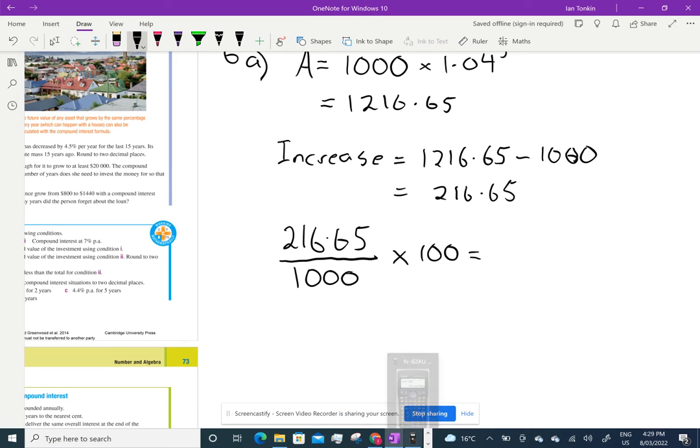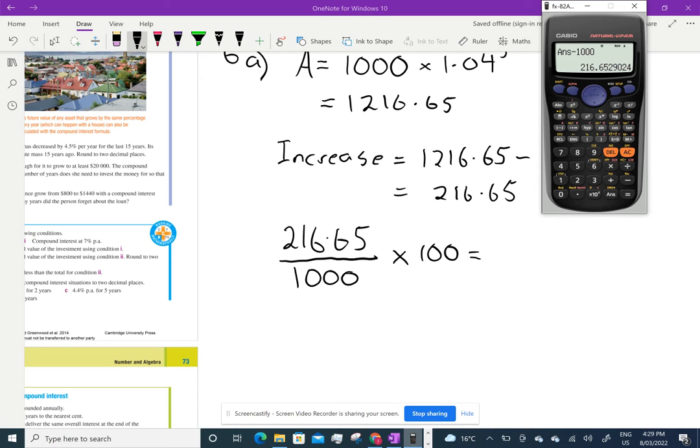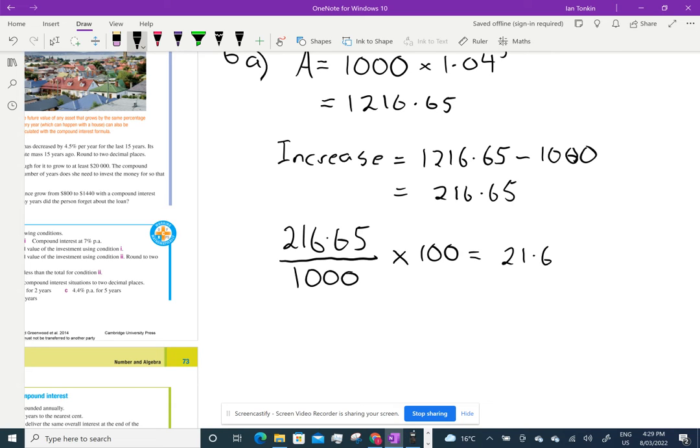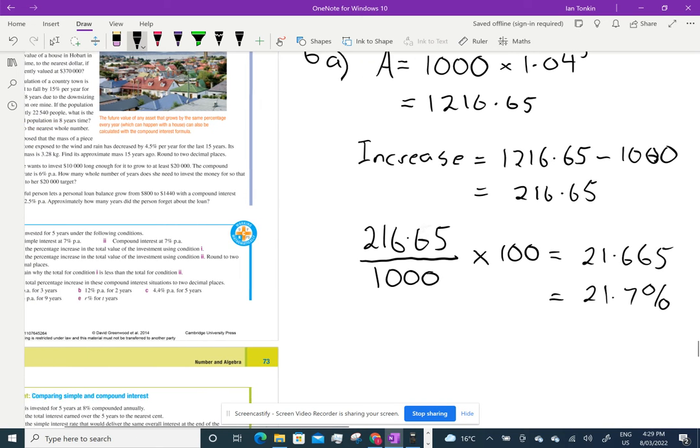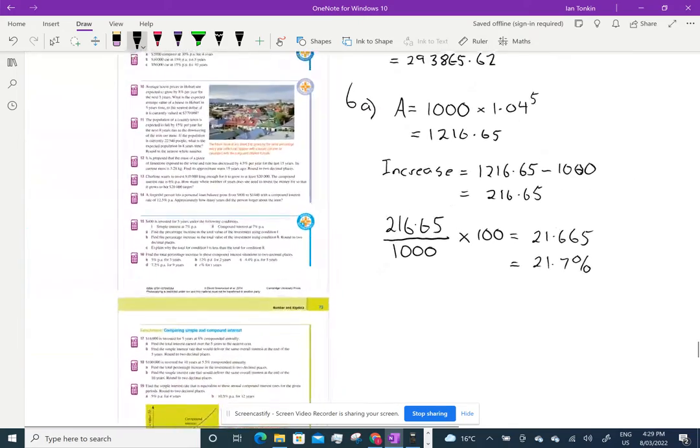So now, if I take that answer there and I divide by 1,000 and I times by 100, 21.665. So 21.665, and the answer in the back of the book is 21.7%. Easy. You have a go at 6C. I'm going to do it so you can see how you go.